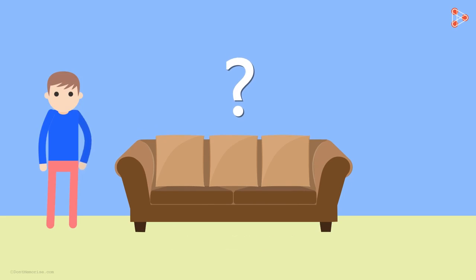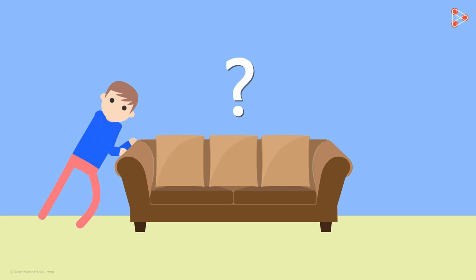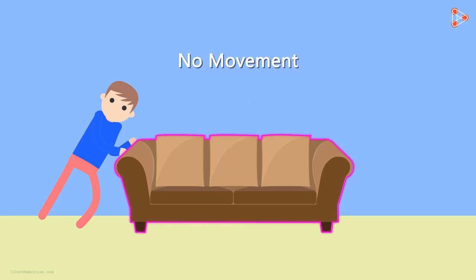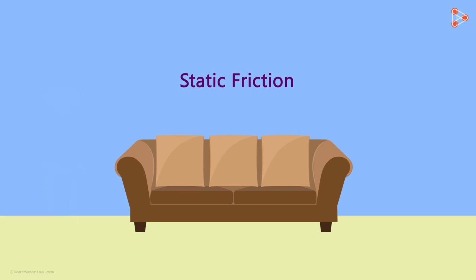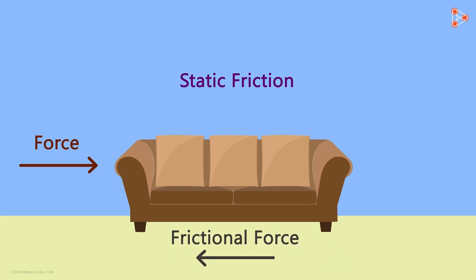What happens when you give it an initial push? Yes, you're right. Nothing happens. The sofa doesn't move even though you're applying a lot of force. Why do you think the sofa doesn't move? Well, the answer is static friction. The force that you apply is balanced by a frictional force by the floor. And this force is applied in the direction opposite to your push. This force is nothing but static friction.